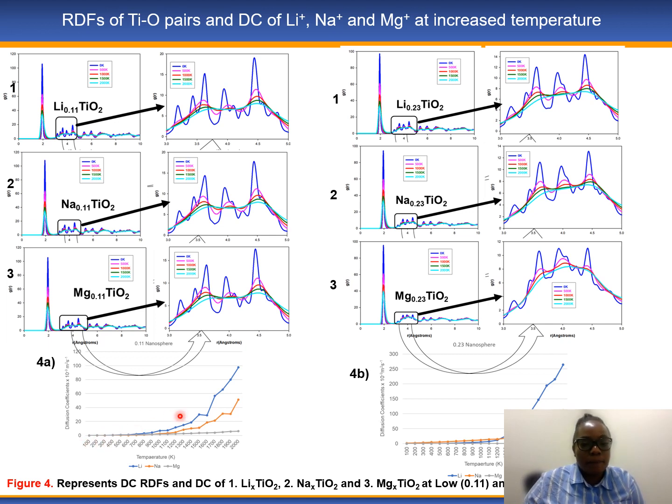So lithium has shown to be diffusing faster in the nanosphere when compared to sodium, and then the magnesium was diffusing at a constant speed at around 0 diffusion coefficient. So lithium was also diffusing at high speed, even with higher concentration of lithium, sodium, and magnesium.